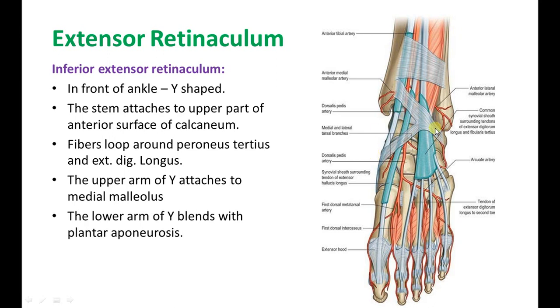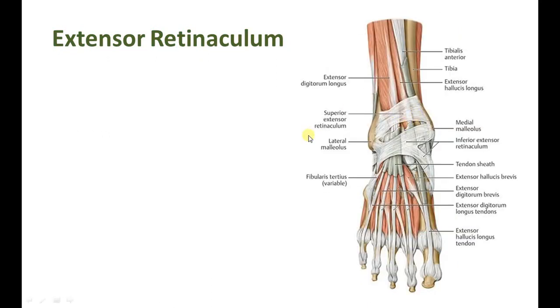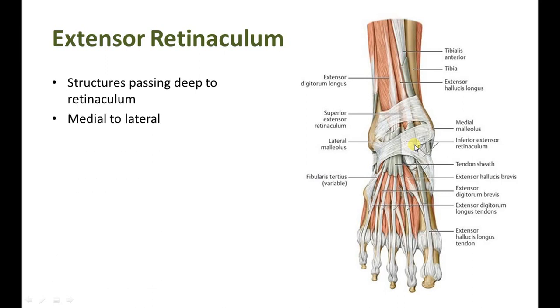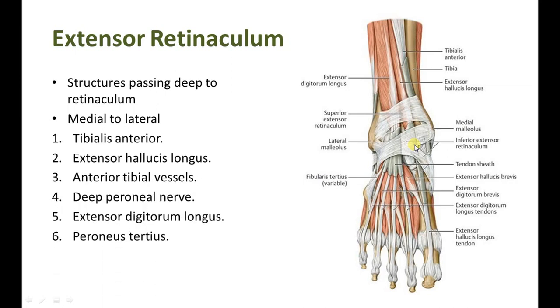Okay. So structures passing deep to the inferior extensor retinaculum are, from medial to lateral, the same as those of the superior extensor retinaculum. So it is tibialis anterior, extensor hallucis longus, followed by anterior tibial vessels and deep peroneal nerve, extensor digitorum longus and peroneus tertius, medial to lateral. Okay, so these are the muscles which are passing.